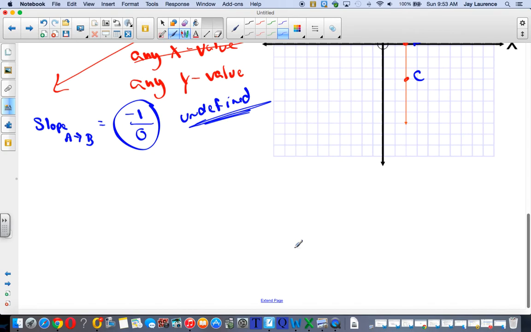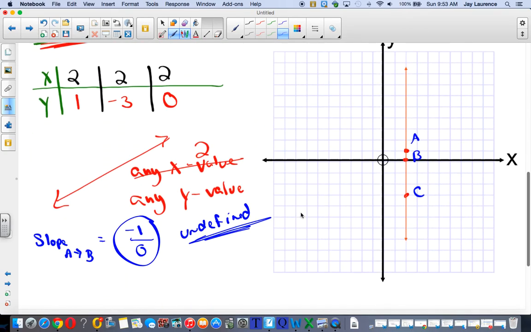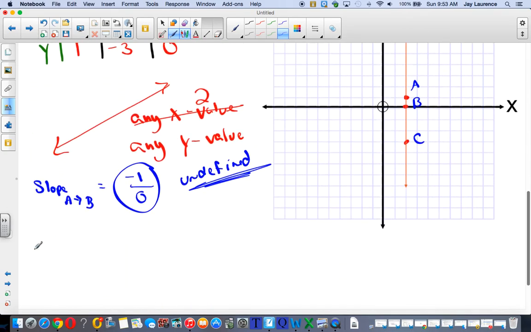Now, just to prove it's not a fluke or a coincidence, let's do the slope from A to C. Well, I'm going to go down 1, 2, 3, 4. So it's a -4. My run is 0. What is it? It's undefined. You can't divide by 0, ever. There is no slope. It's still a line. I can still graph it.